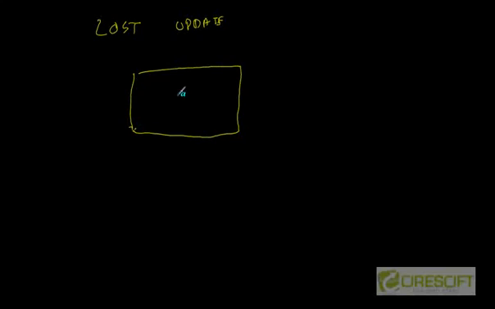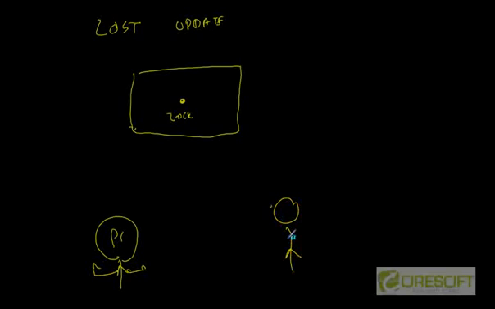If you have the problem of lost update, how do you solve it? The solution is also very simple. This is a box, right? So in that box, you put a lock. After you put the lock, let's say this is P1, and then this is your P2.